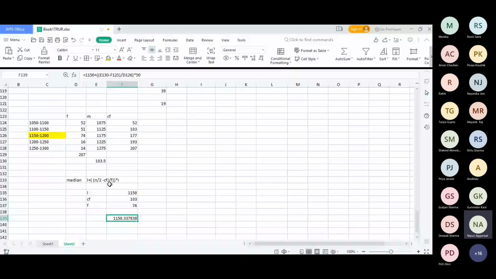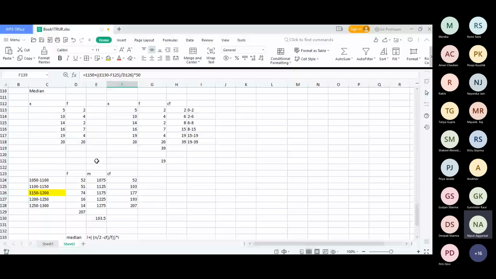So if it is odd, it comes out to be 103.5. If it is, suppose, 208, it comes out to be 104. It does not make any difference. So in the continuous case, whether the number of terms is odd or even, we are not bothered about that. That way we can calculate the median of grouped continuous data.